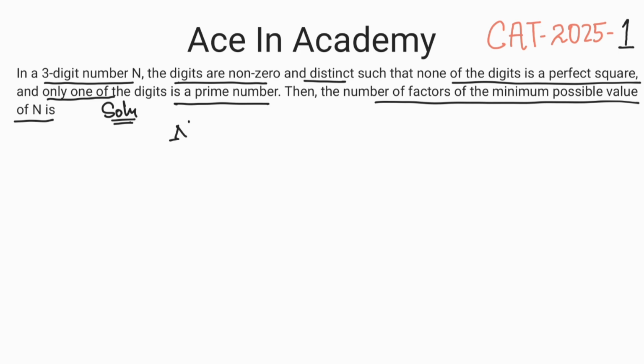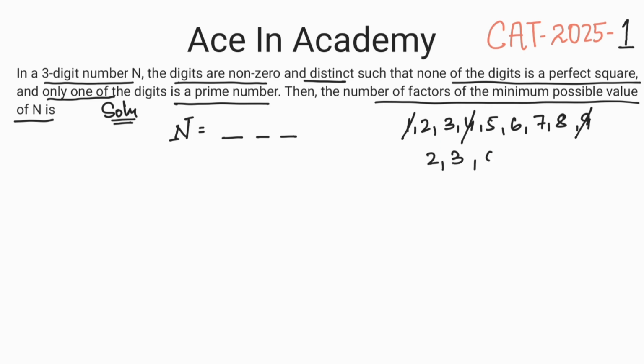Now since n is a 3-digit number, we can first draw 3 spaces for its 3 digits. Now all the digits are non-zero and distinct. So what are my digits? 1, 2, 3, 4, 5, 6, 7, 8, 9. Since all of the digits are distinct, I can only select one at a time, and none of the digits is a perfect square. So 1 cannot be my possibility as 1 is a perfect square, 4 is also a perfect square and 9 is a perfect square. So I'm only left with 2, 3, 5, 6, 7, 8.